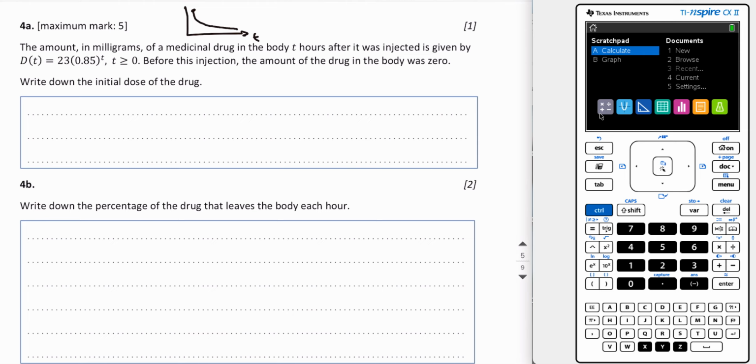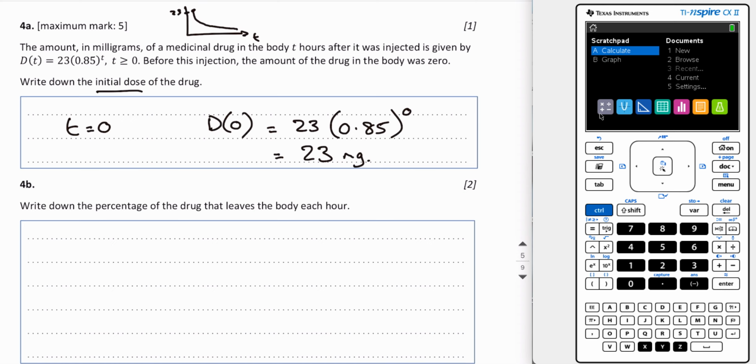So we have this exponential decay function. The initial dose of the drug is when t equals 0. And we substitute that in, so 23 times 0.85 to the 0 is going to be 23 milligrams. So the drug dosage when t equals 0 is 23, so that must be as high as our graph will go.